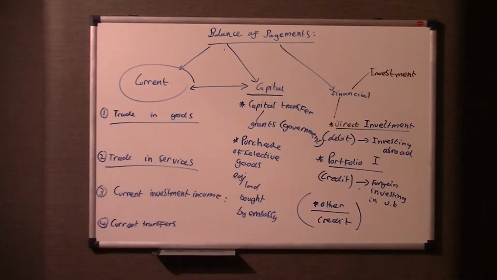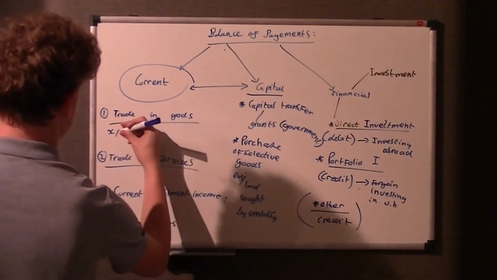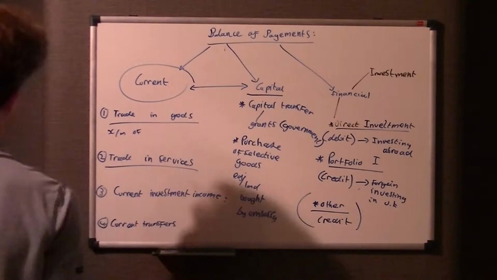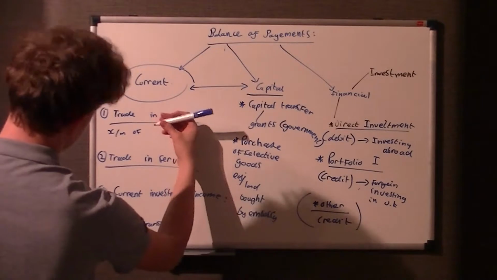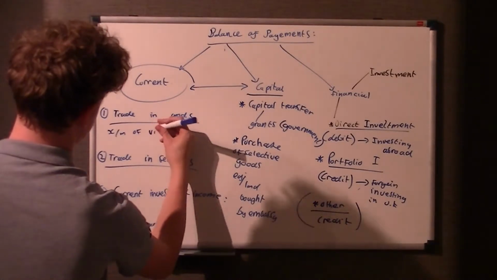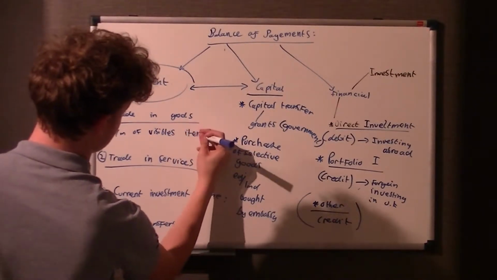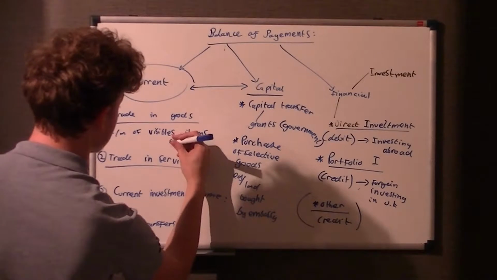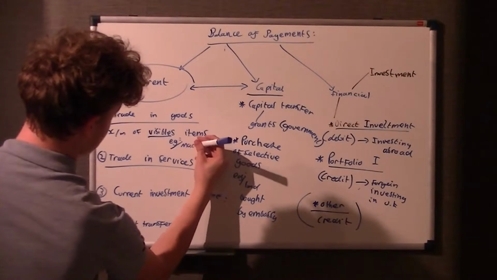So, what are these? Well, trading goods is the imports and exports in terms of goods. So, it could be imports and exports of machinery, for example. So, I just put X/M of visible, physical items, e.g. machinery. So that's another name: these are also named visible items, e.g. machinery. I'll just underline visible, machinery.